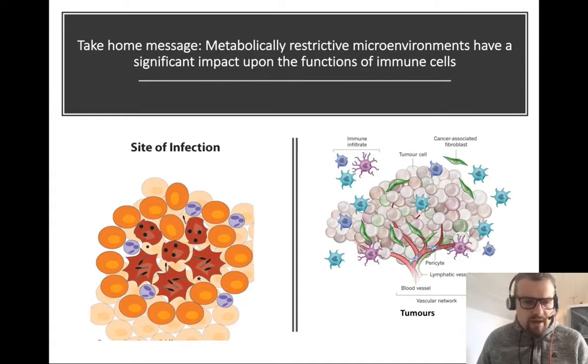So I hope these three lectures have made sense to you. I hope that you now have a good understanding of why metabolism is important for immune cells, why different immune cells can have very different immune metabolism, and how these metabolic pathways and nutrient requirements will have an impact on how these cells are affected by certain microenvironments.